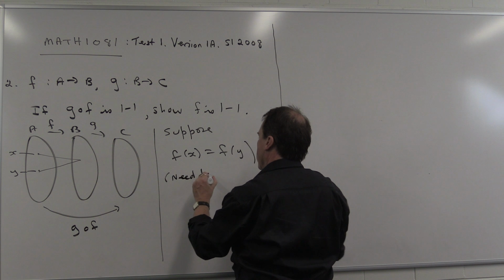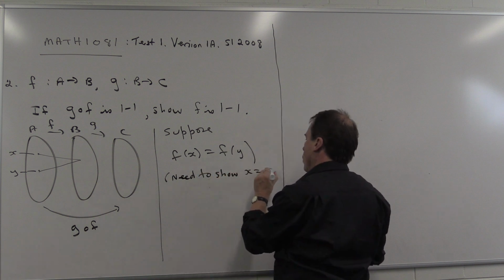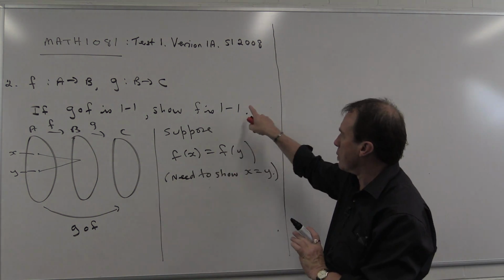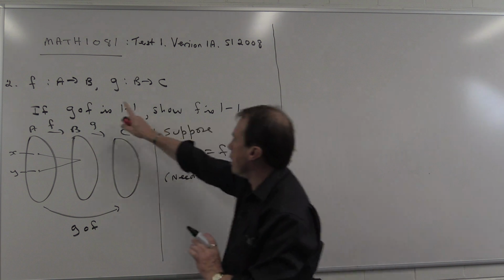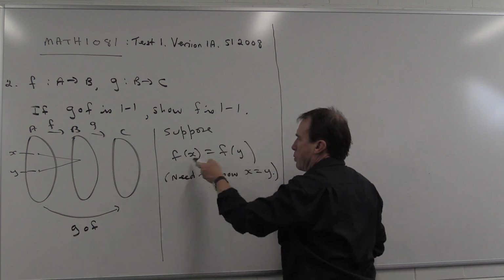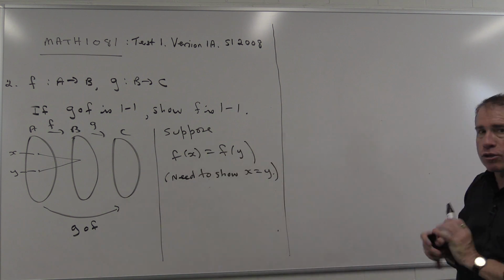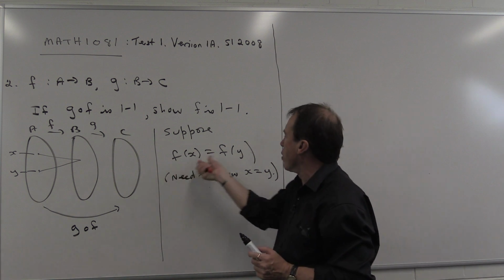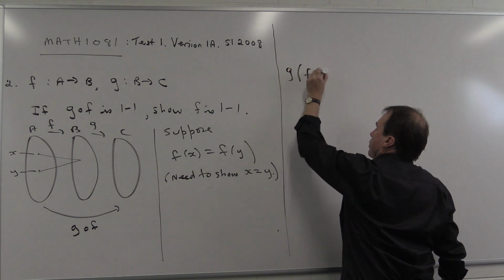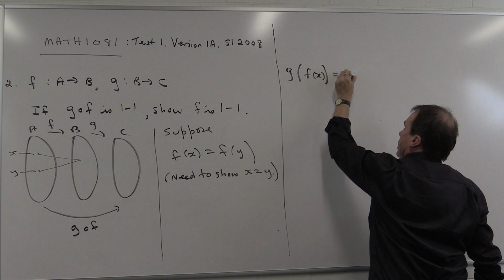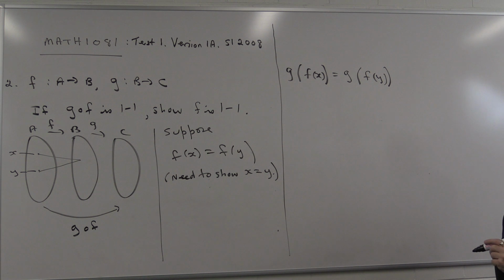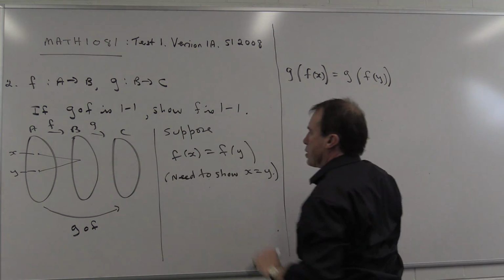We need to show that x and y were in fact the same in the first place. So that's what I'm given. I'm given G circle F is 1 to 1, and I want to show F is 1 to 1. So I start off with that statement and try and get x equals y. Now I've got to get G into the story somehow, because at the moment I've only got expressions involving F. And the easiest way to do that is simply to take G of both sides. So that's G of f of x is G of f of y. I'm just applying the function g to both sides of my supposition.